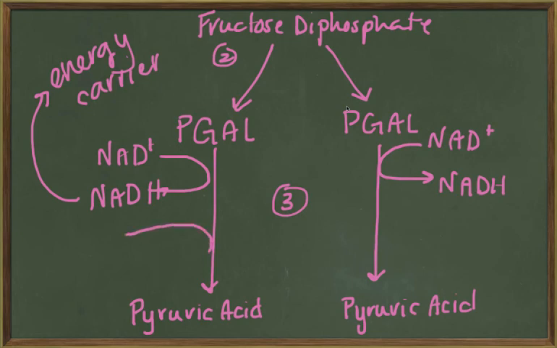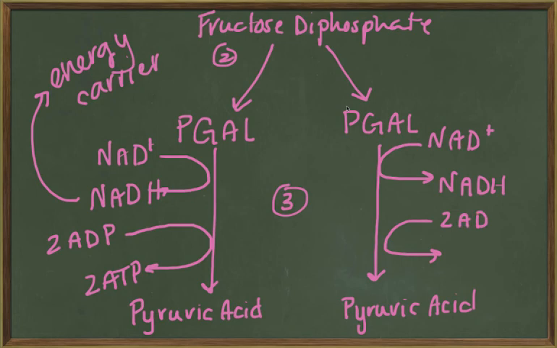Now, I also create something else down here before I get to pyruvic acid. I create 2 more ATPs on both sides. So 2 ADPs come in, and I get 2 ATPs on both sides. So the important parts of glycolysis, what I want you to take out of this, is that I take 1 molecule of glucose, and by the end, I get 2 molecules of pyruvic acid. I spend 2 molecules of ATP to get this process going, but in the end, I make 4 molecules of ATP plus 2 molecules of NADH.